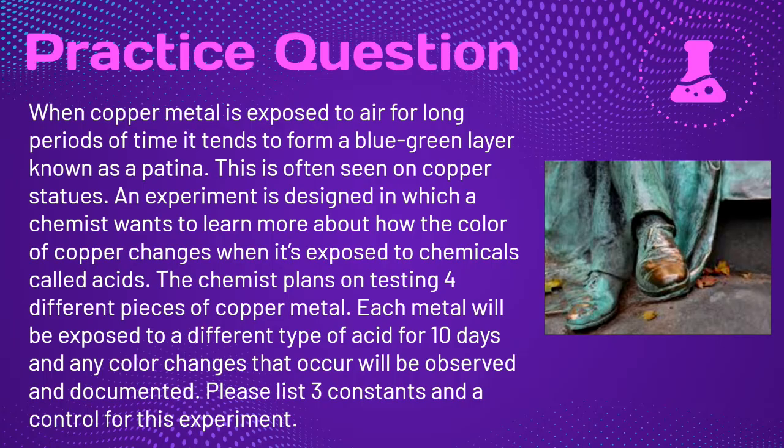An experiment is designed in which a chemist wants to learn more about how the color of copper might change when it's exposed to chemicals called acids. There are many different types of acids. The chemist is going to test 4 different pieces of copper metal, and each piece will be exposed to a different type of acid for 10 days. If there are any color changes, they will be observed and thoroughly documented. I'm asking you to come up with 3 things that should be held constant in this experiment. Also, think about an appropriate control. After you have your answer, continue watching to check your work.